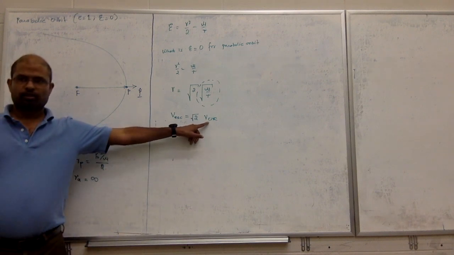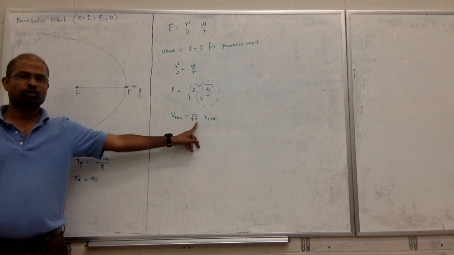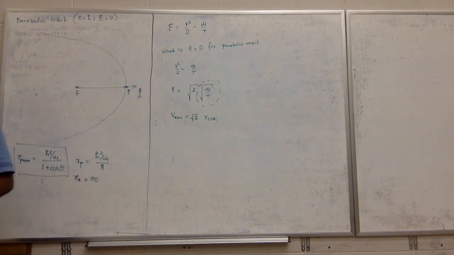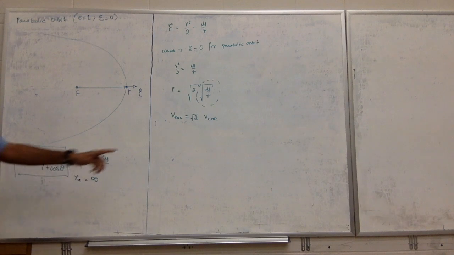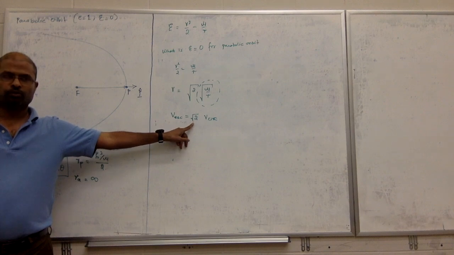You are in a circular orbit. You increase the speed by root 2, 1.41. What's going to happen? You escape. If you increase it exactly by 1.41 or root 2, what's going to happen?